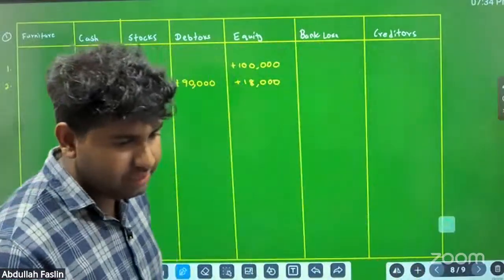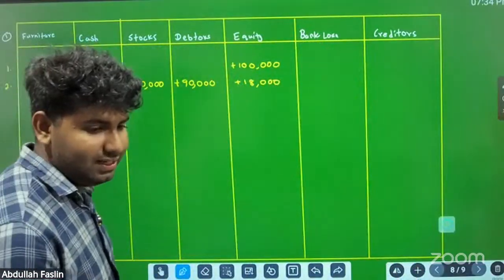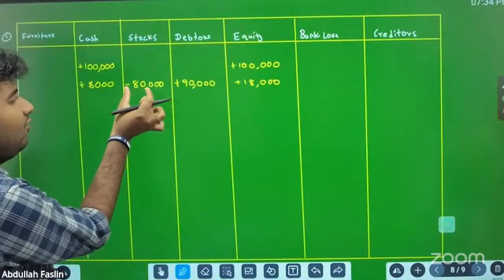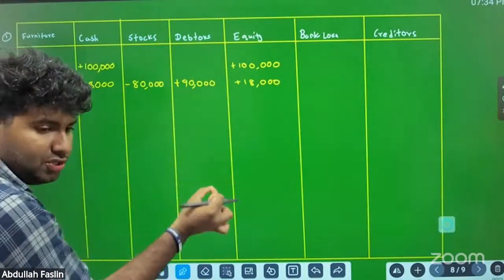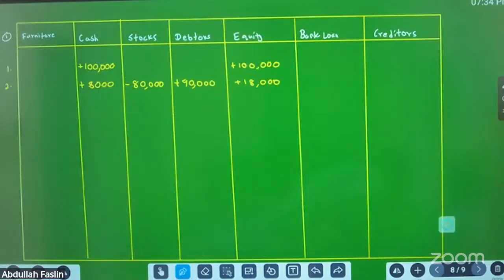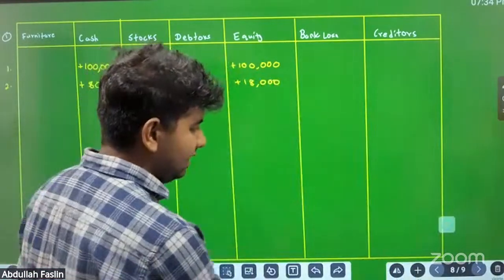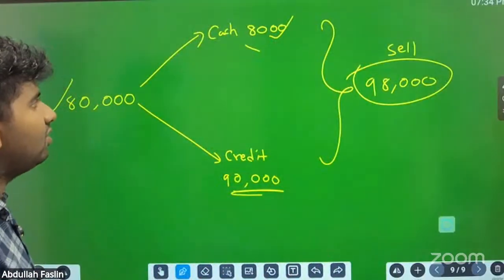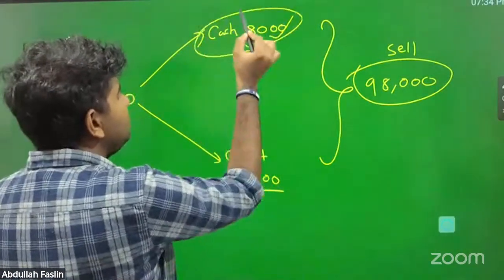80,000 worth of item is there, right? 80,000 worth of item is there. You are selling it for 98,000, out of which... Right, I'll explain here. I told you to change the question on cash 8,000. I told you to change the question.